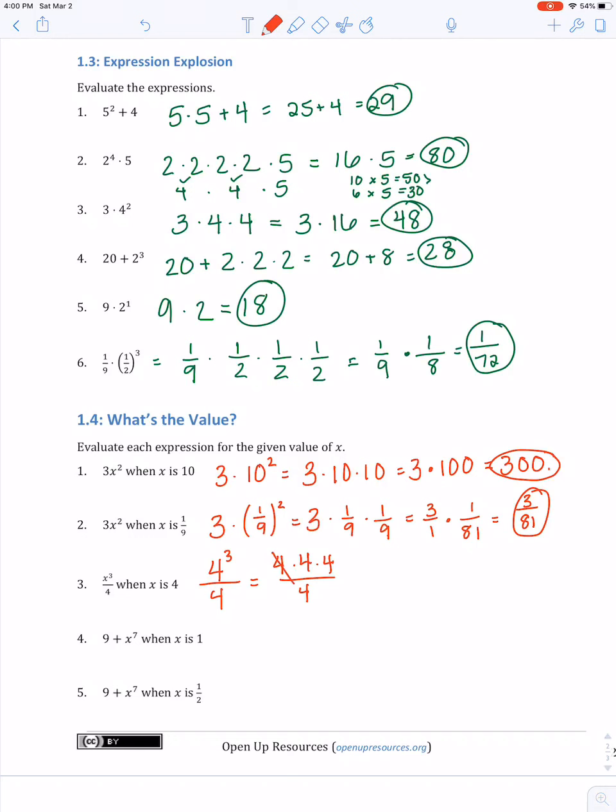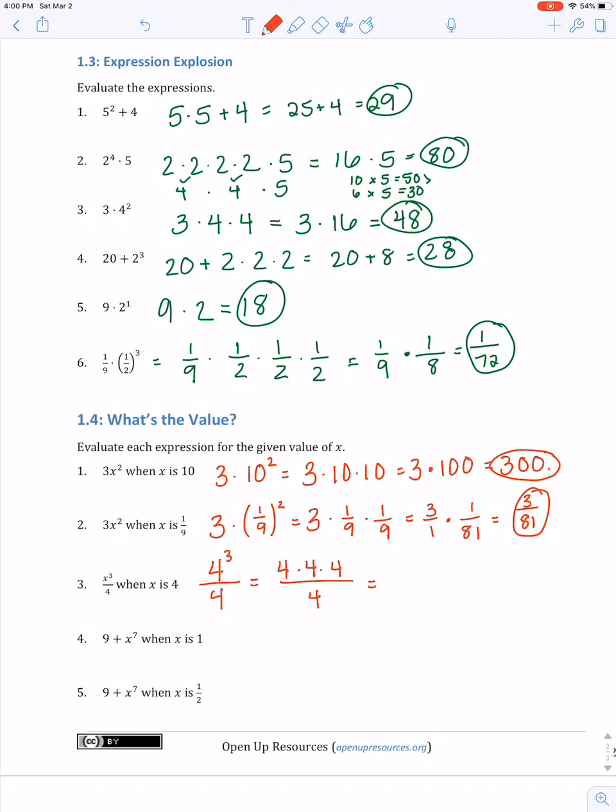First things first, I can cross both of these out because I know 4 divided by 4 is going to be 1. And then I know 4 times 4 equals 16, so I can simplify it that way. Another way to do it, I'm going to go ahead and erase this real quick, is to actually simplify the numerator and denominator, and then simplify, and we should get the same thing.